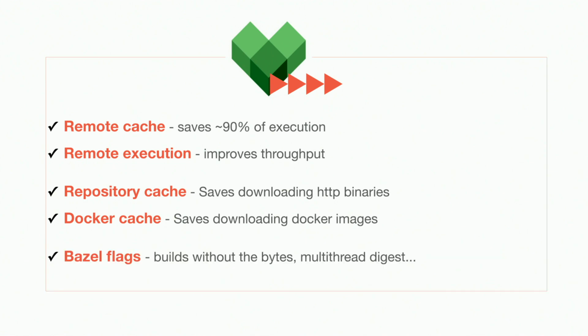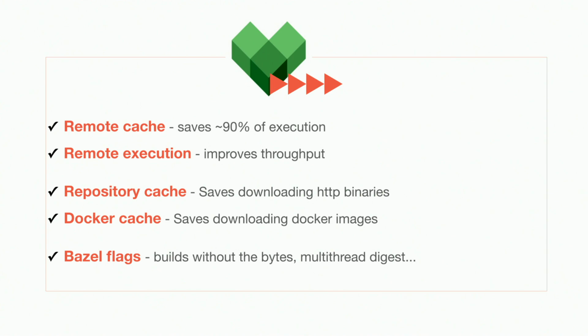Another thing is if you dig into the Bazel documentation, you'll find that you have many flags that you can add to your build and save many minutes of your builds. For instance, builds without the bytes: since we're building with remote execution, we can save time on downloading intermediate results between actions. Or if you find that you spend a lot of time computing the digests of your input, if you add a multi-thread digest flag, this can save you some time.